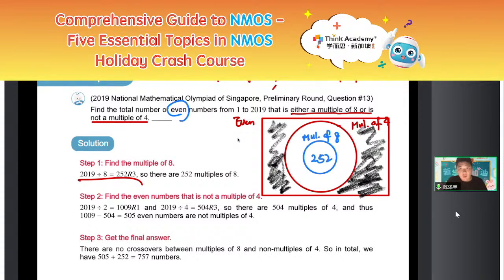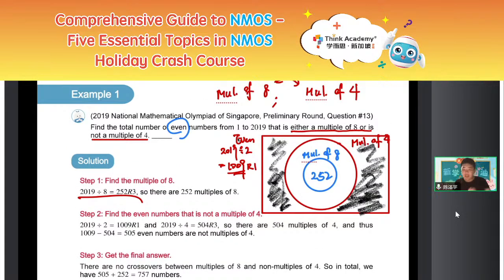So how many even numbers do we have? We have 2019 divided by 2. That will be 1009, remainder 1, right? So we have 1009 even numbers in total. And we don't want the red circle, so we can take away the red circle.